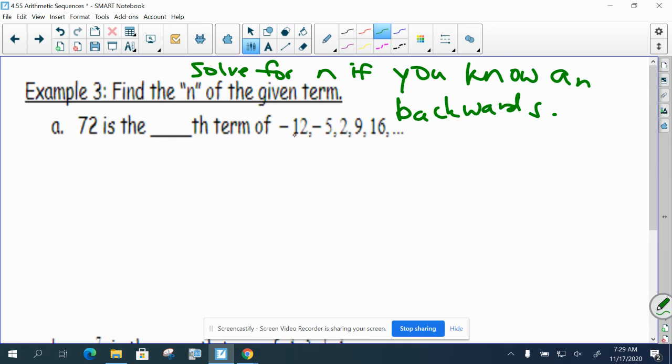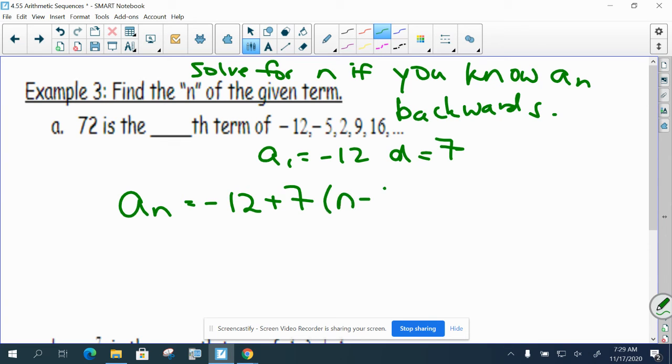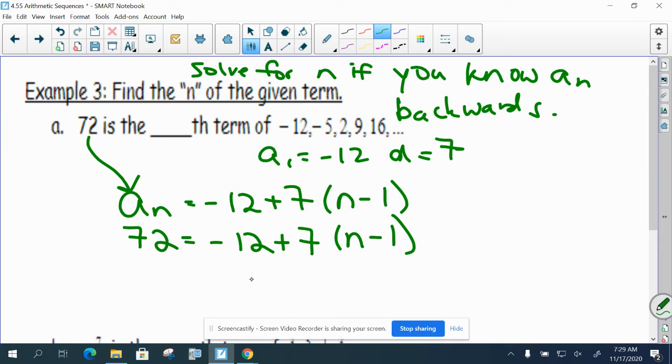So here, based on this, our first term is -12, and then your common difference would be 7. So then the equation would be a sub n equals -12 plus 7 times n minus 1. Okay, so then we're going to substitute 72 in for a sub n. All right, so there are a couple ways we can go about this. One thing that students like to do is, okay, you're trying to solve for n. So one thing you could do is add over the 12 first.